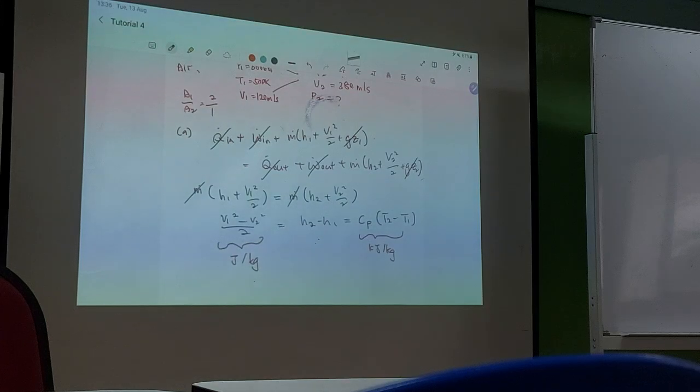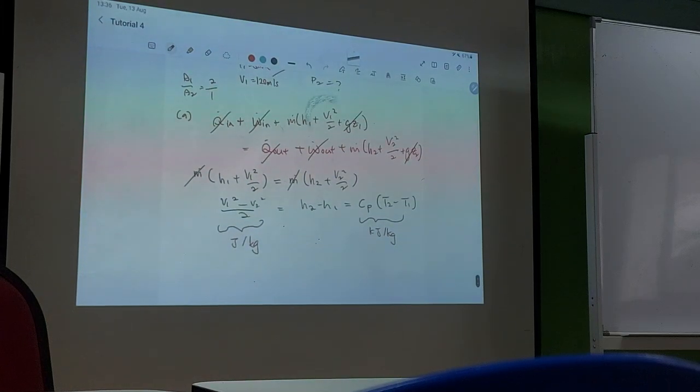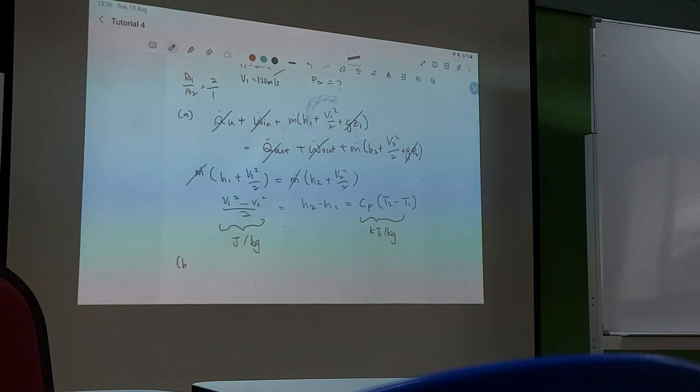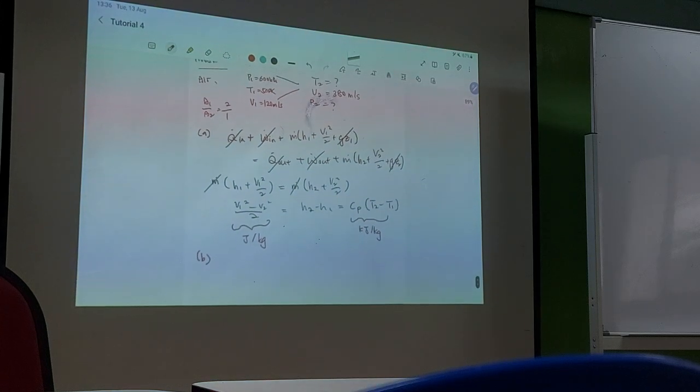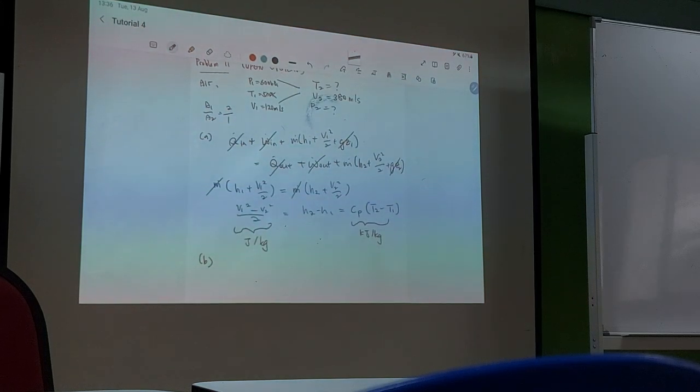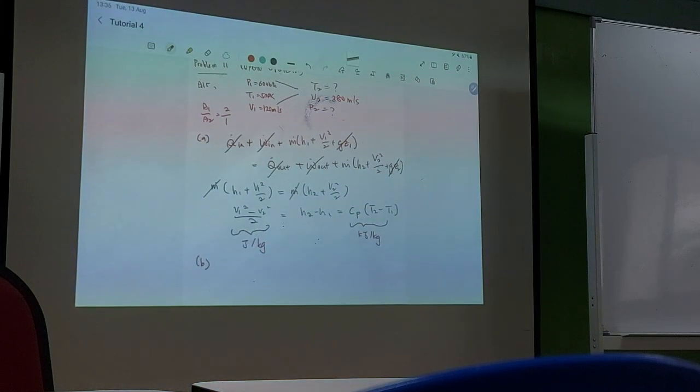So in this case, there is this. This is one thing that you need to be careful of. All right, B asks for exit pressure. Then how do you find exit pressure? What can you do to find the exit pressure?